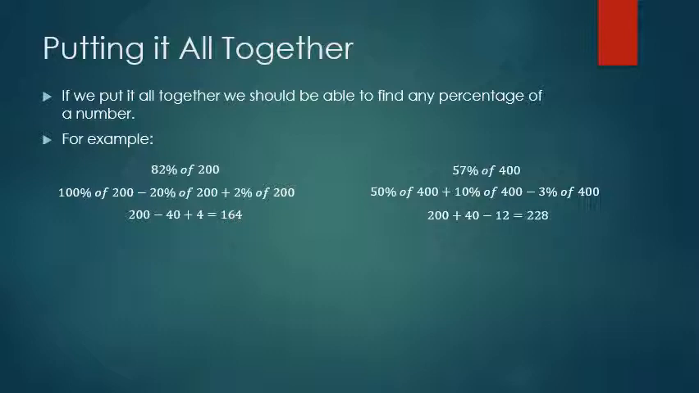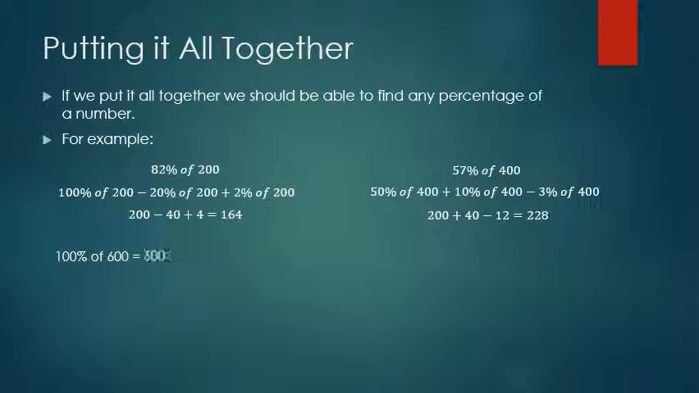So 50% of 400 is 200. Cut it in half. 10% of 400 is 40. Move that decimal one place to the left. And 3% of 400, we start by finding 1%, which is 4, and multiply it by 3, so 12. So we have 200 plus 40, which is 240. Take away 12 would be 228. So 57% of 400 is 228. So let's try a few.